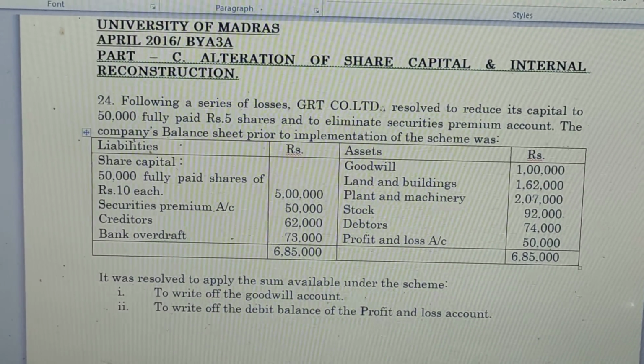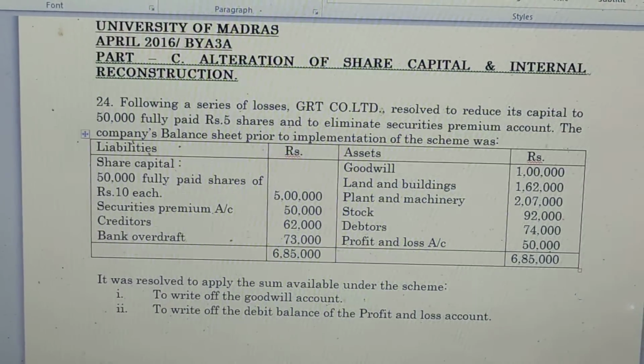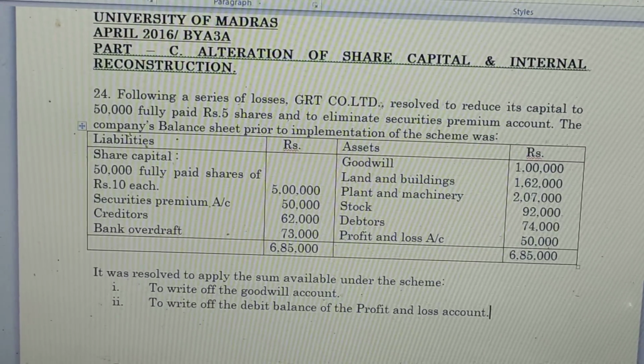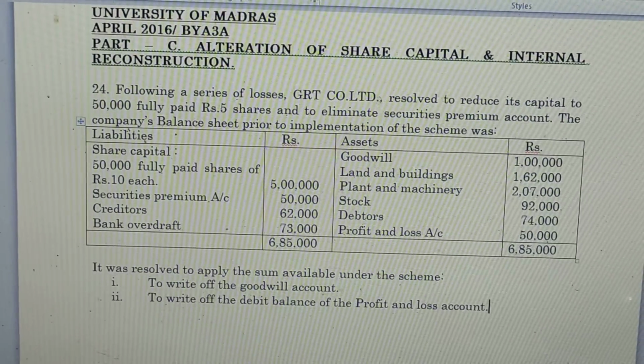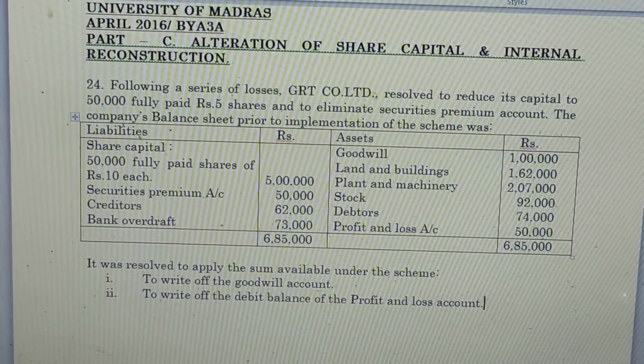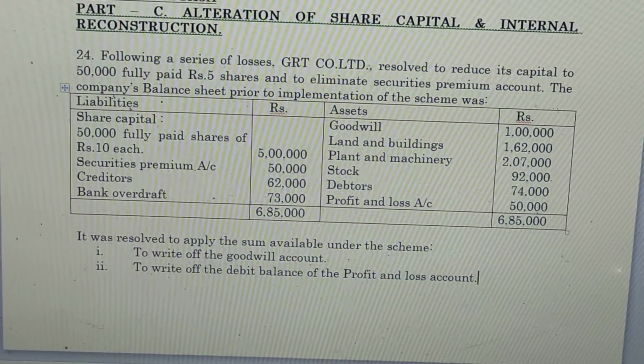Hello everyone, we are going to discuss the previous year question of Corporate Accounting 2 from University of Madras, April 2016, Part C. This question is from the Alteration of Share Capital and Internal Reconstruction chapter. Let me read the question.